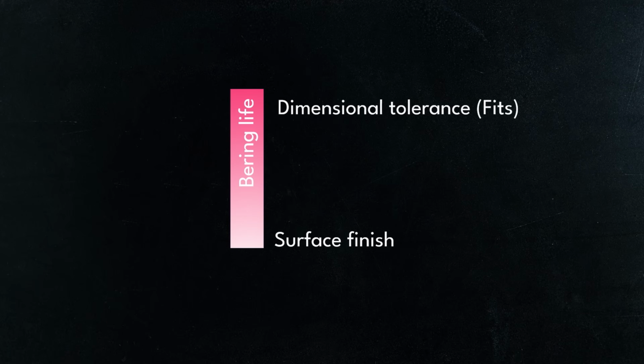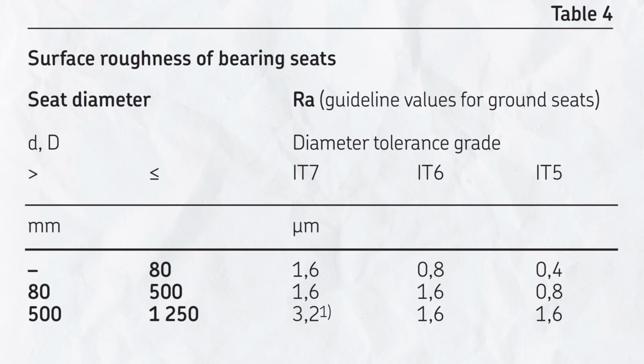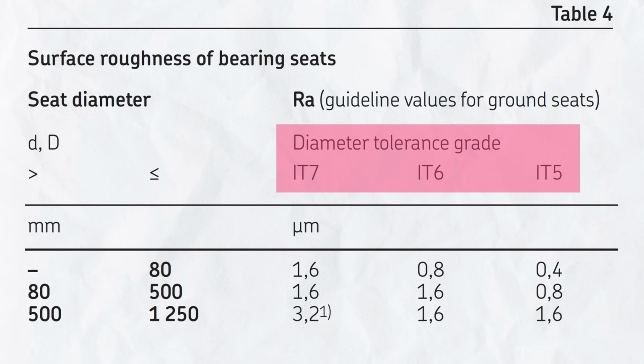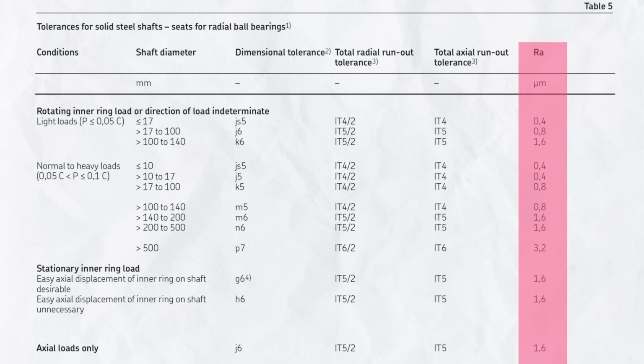And now it's time to define the surface texture of the bearing seats, the surface finish of the bearing seat. The surface finish of a bearing seat has less impact on bearing performance if we compare it with the dimensional and geometrical tolerance of the seat. However, a smooth surface reduces the interference force during the assembly. So for the surface finish, we refer to this table. We can choose the surface finish as per the tolerance grade, or we can also choose from this table.